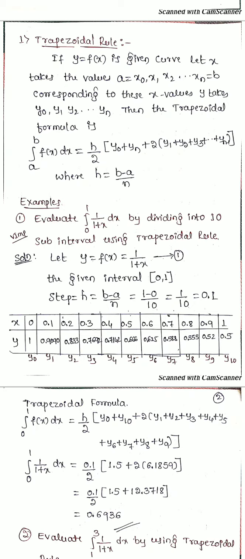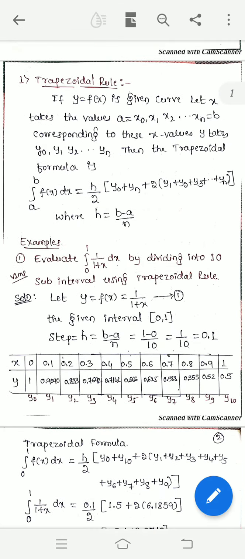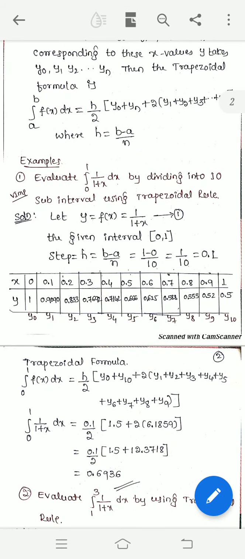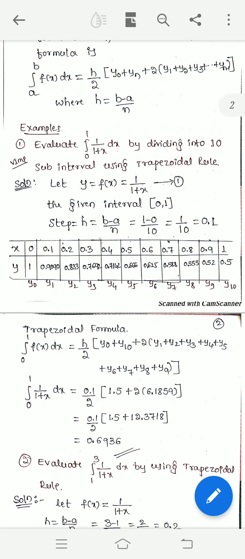Let me explain what the h value is. h is the step. How do we find it? h is equal to b minus a divided by n, where the given x range is divided into n equal sub intervals. So h is equal to b minus a divided by n here. By using this formula repeatedly, we can evaluate any given integral.